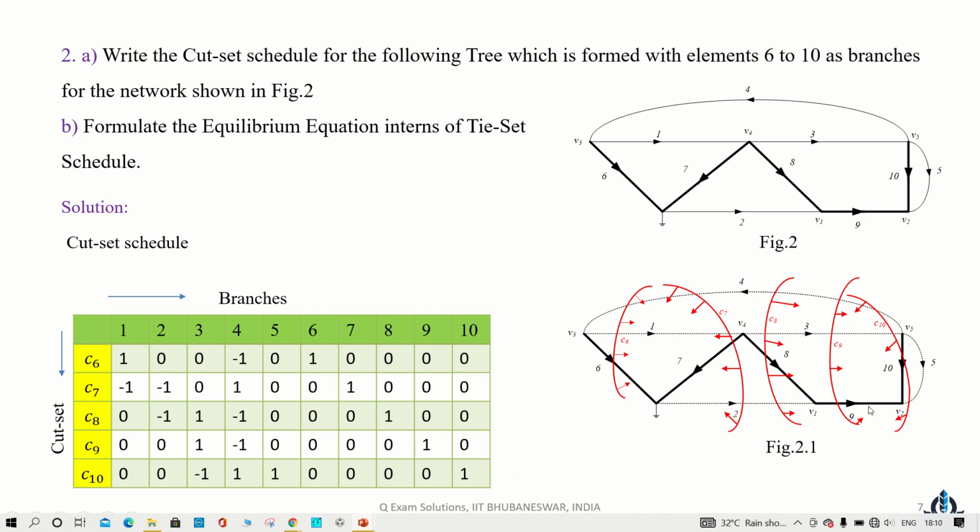Here you do not cut like this. If you cut like this, it will take 2 tree branches.